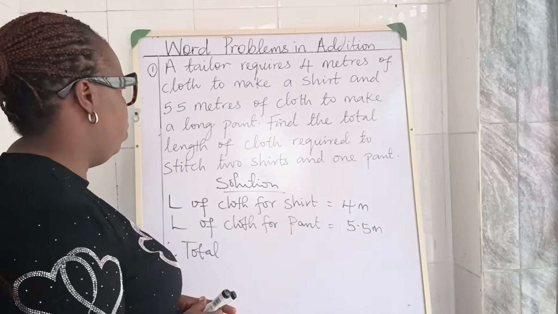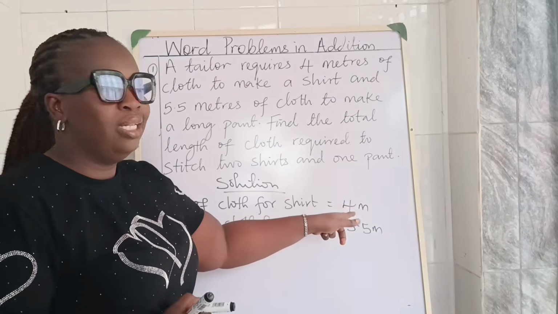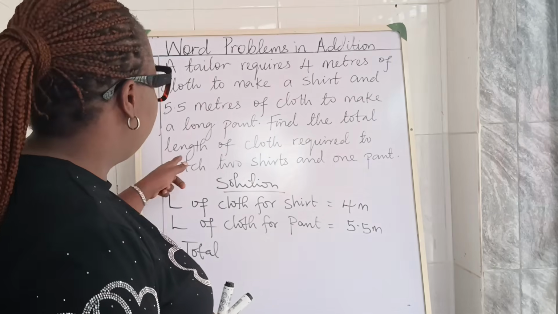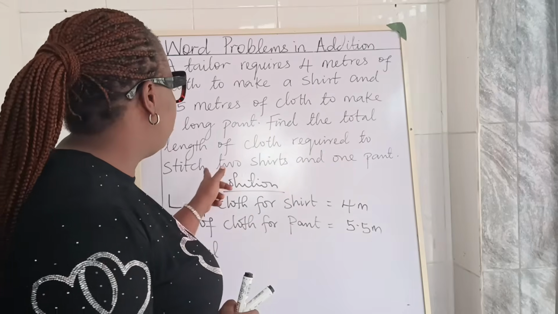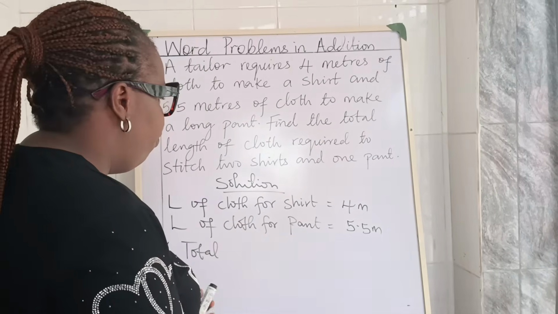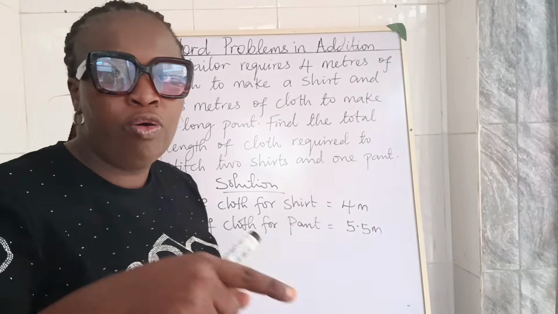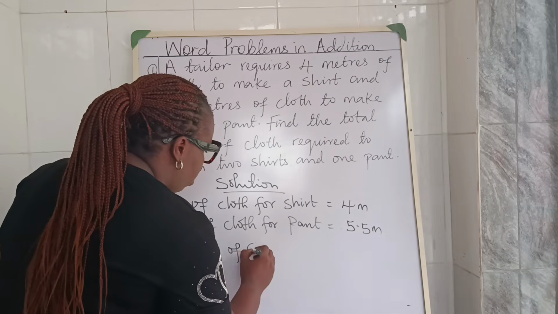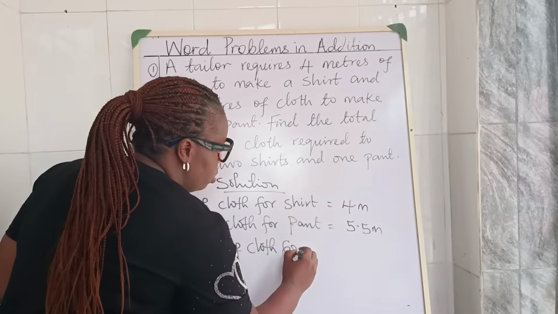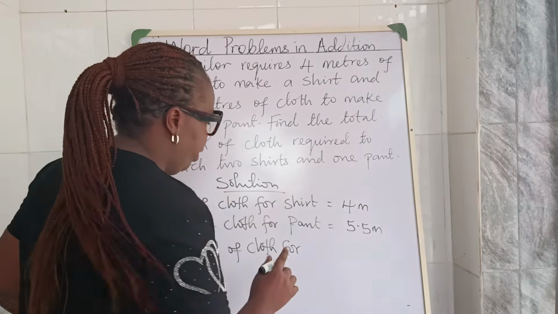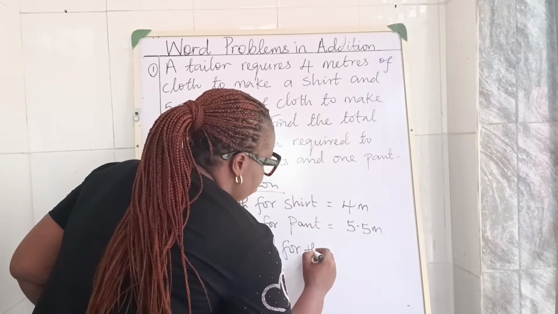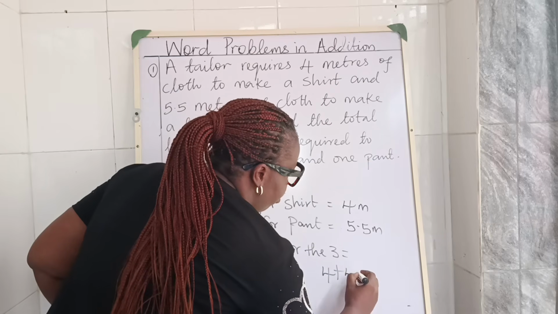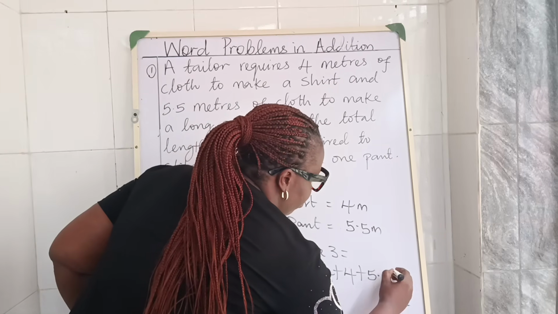Of what are they asking you? Remember, what they gave us is the length of 1 shirt. And the total is going to be for 2 shirts now because they gave us, find the total length of cloth required to stitch 2 shirts. First shirt is 4 meters, so 2 shirts will be 4 plus 4, right? So total will now be total of cloth for both the 3 will be 4 plus 4 plus 5.5 all over what?